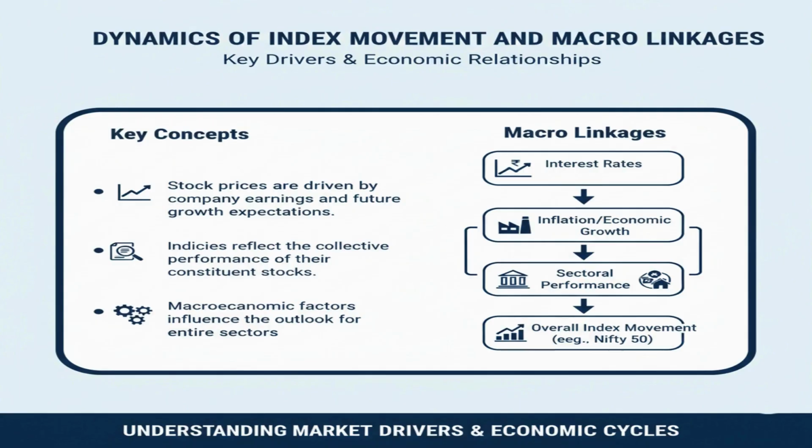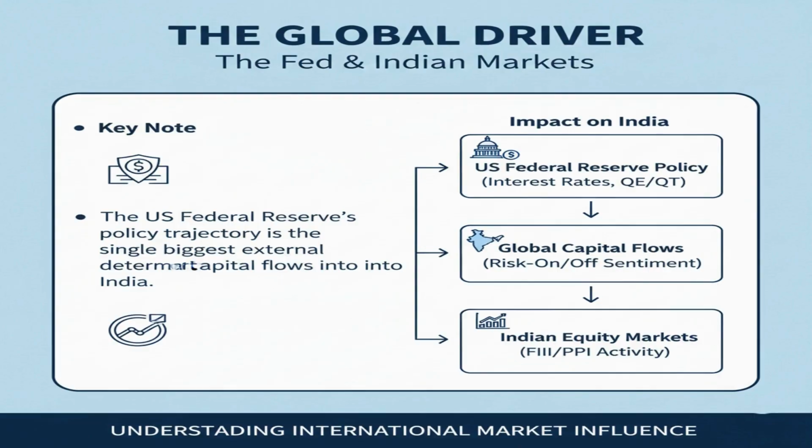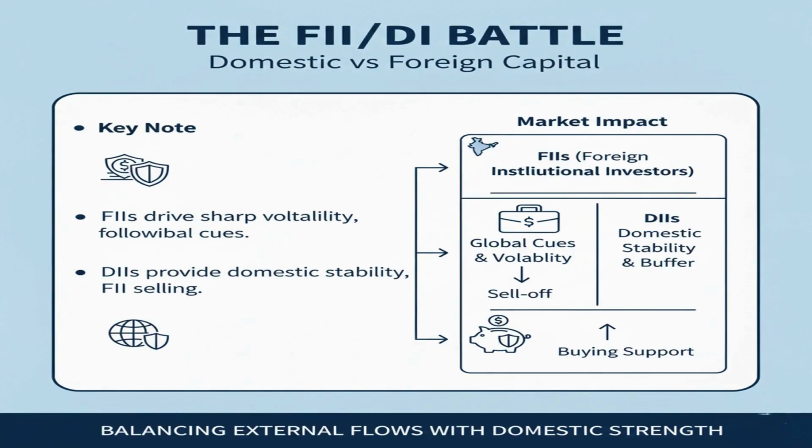7. Dynamics of index movement and macro linkages. The global driver: the US Federal Reserve's policy trajectory is the single biggest external determinant of capital flows into India. The FII and DII battle. FIIs, or foreign institutional investors, drive sharp volatility and follow global cues. DIIs, or domestic institutional investors, such as mutual funds and insurers, provide domestic stability, often acting as a buffer against large FII selling.